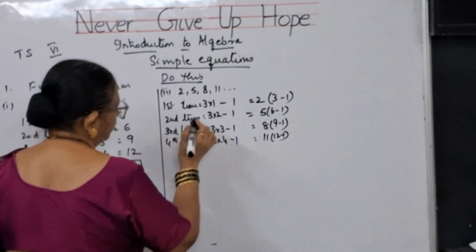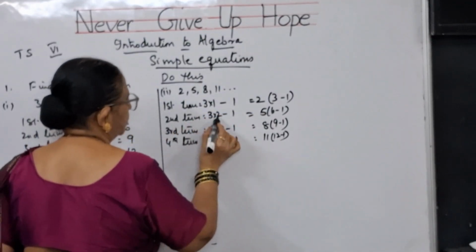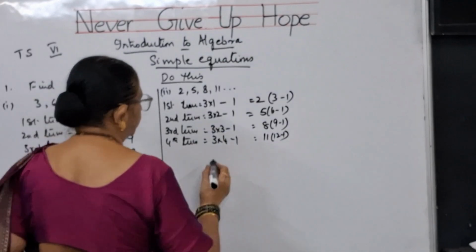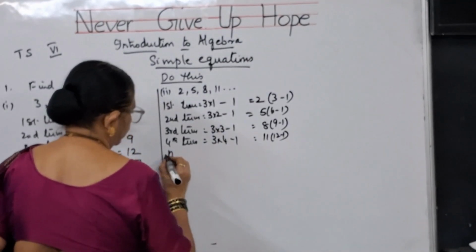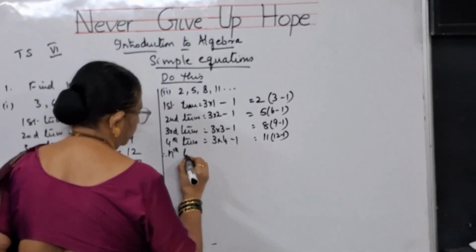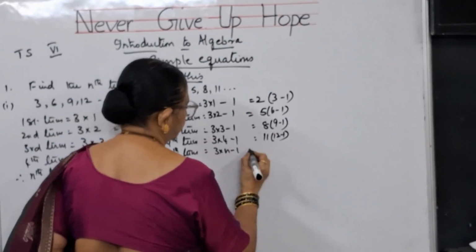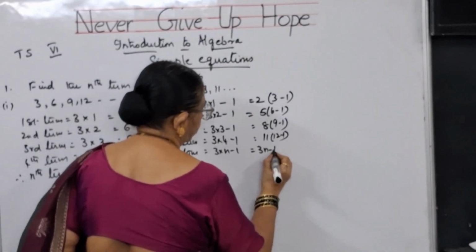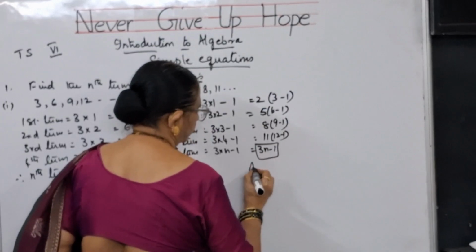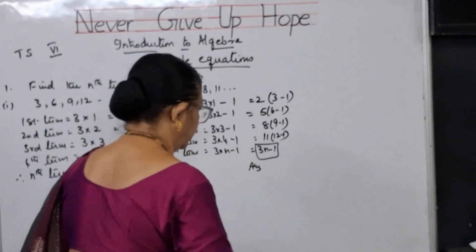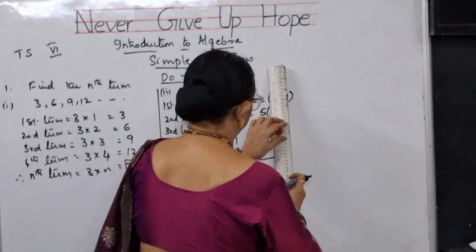So first term is 3 ones minus 1. Second term 3 twos minus 1. Third term 3 threes minus 1. Fourth term 3 fours minus 1. Therefore, nth term is equal to 3 into n minus 1. That is 3n minus 1. This is the answer for the second problem, children. Now, we will go to the third bit.